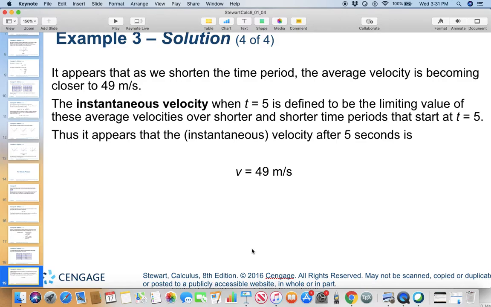Now next videos I will cover problems from WebWork on this particular section 1.4 from Stewart's calculus book.